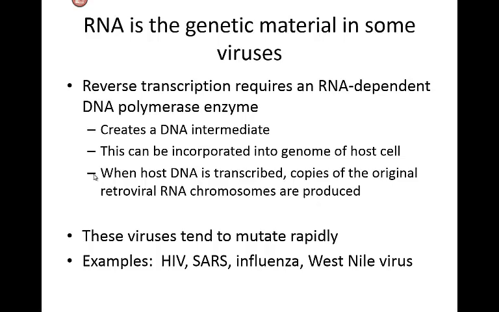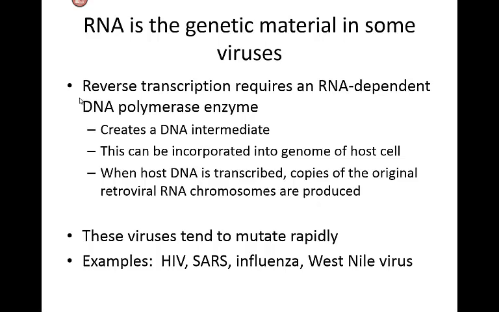So in these RNA viruses, they have to go through a DNA intermediate, and they have a special enzyme for this called reverse transcriptase. It's an RNA-dependent DNA polymerase enzyme. It takes this RNA and creates a DNA intermediate. This DNA can then be incorporated into the genome of the host cell. So whenever the host cell DNA is being transcribed, you can also make copies of this original retrovirus RNA chromosome. They can then be packaged up and released from the cell, and you have new viruses.